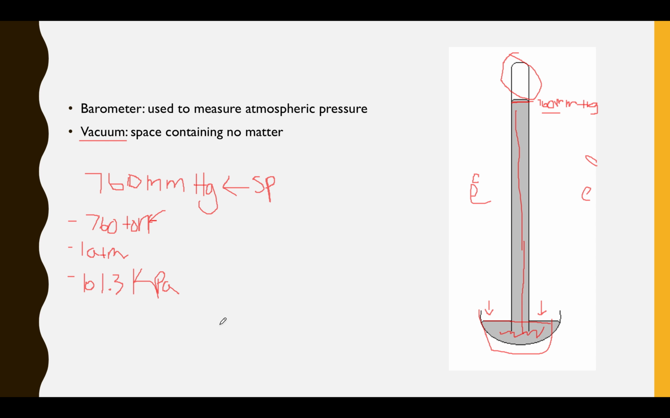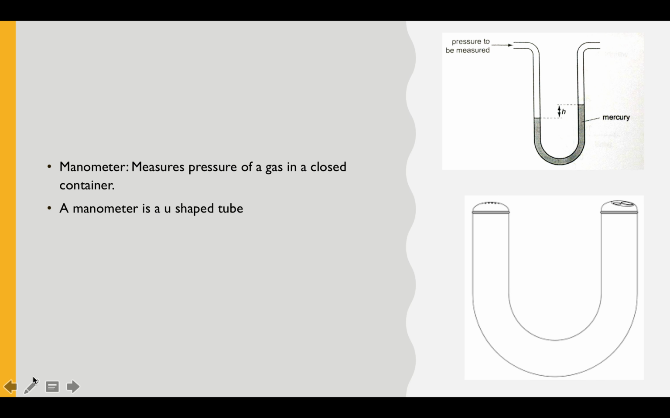All right, so this is it on the barometer. Now I'm going to explain another device that we use to measure the pressure of gas in a confined container. Our next device is called a manometer, and it measures the pressure of gas in a closed container. It does that by comparing it to the atmospheric pressure. A manometer is a U-shaped tube, exactly what I just pointed to, and I can attach something to either end, leaving one end open, which can determine our atmospheric pressure.